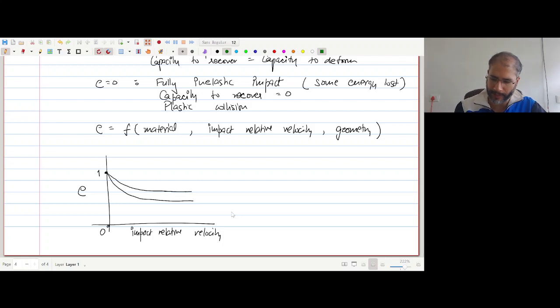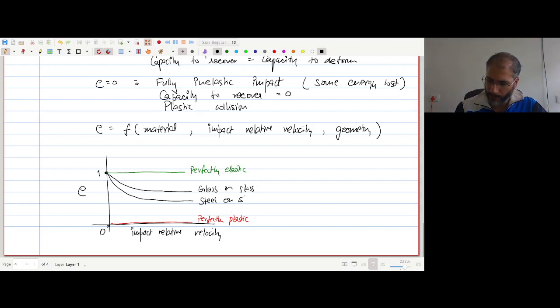A perfectly elastic body, which is just a theoretical concept, always has E equal to 1, and a perfectly plastic body will have E equal to 0, and real bodies will have E somewhere in the intermediate range. So this is glass on glass, and then we can have others, and so on.